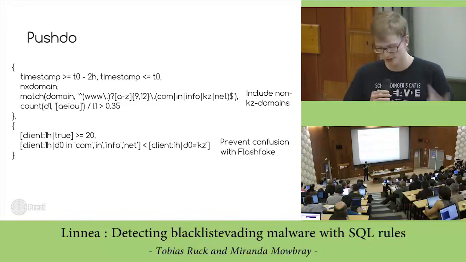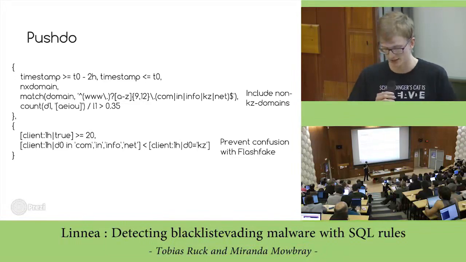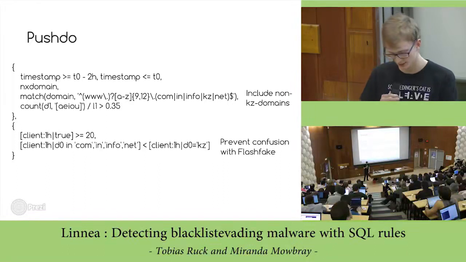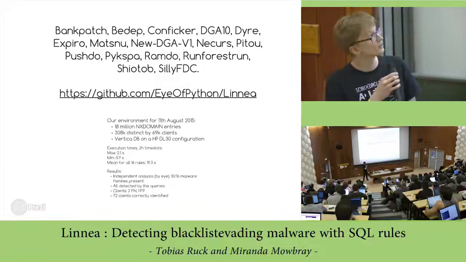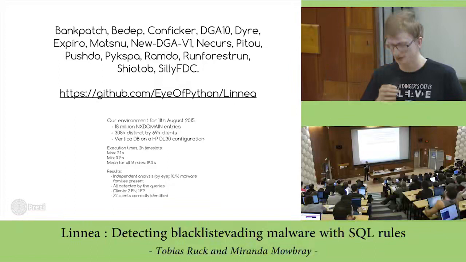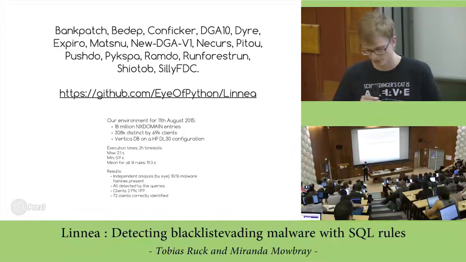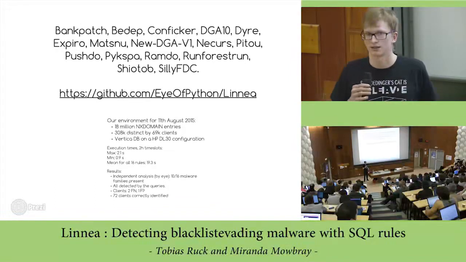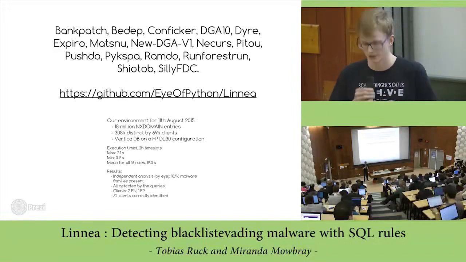And we leave those in only to filter them out in the next block, where we check if the number of KZ domains is larger than any of the other domains. So, these are all the DGAs we wrote queries for. You can find them under the following URL. You can find the URL in the paper if you want. And we also supplied a compiler written in Python to compile Linnea to SQL.